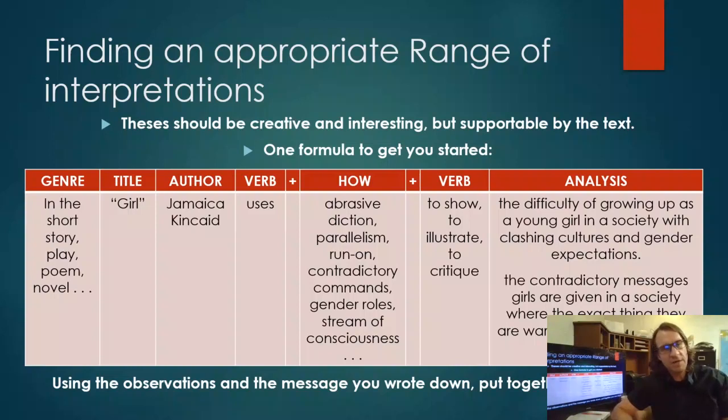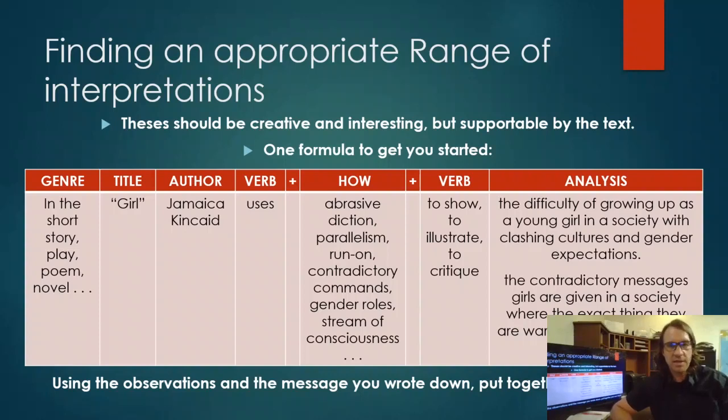So first, start with the genre, title, and author. Right, in the short story "Girl" by Jamaica Kincaid, boom, got it all out there. Then we need a verb, right? Uses what? Abrasive diction or parallelism, right? That's a syntax word. Run-on sentences, that's another syntax thing. Contradictory commands, that's all in there. Gender roles, that's a selection of details. Stream of content, there's a lot more stuff you can put in there, right? Domestic imagery and so forth.